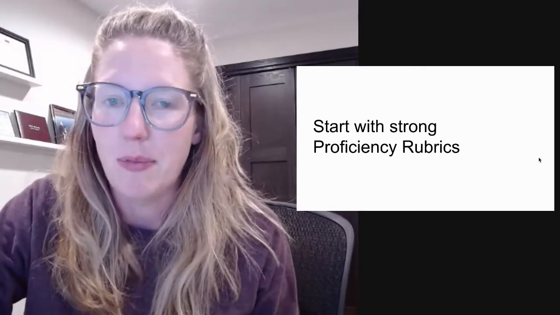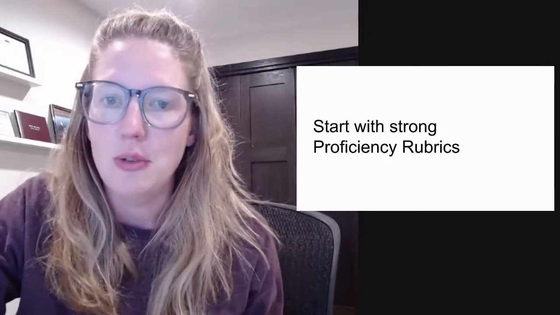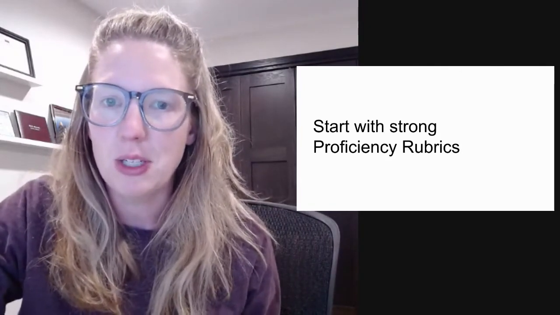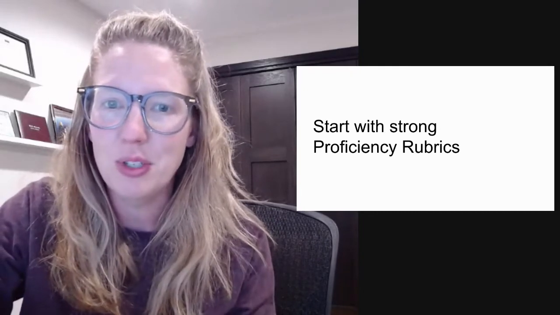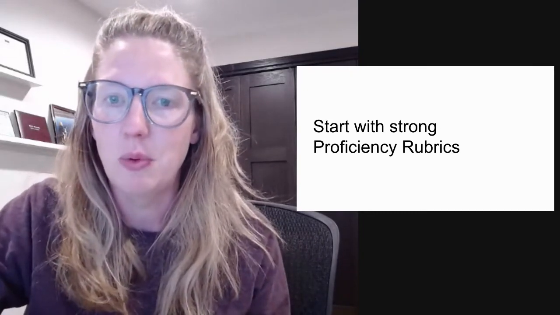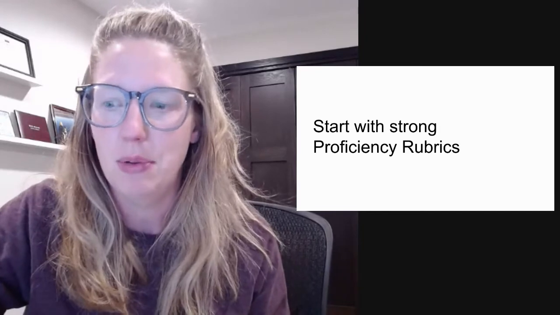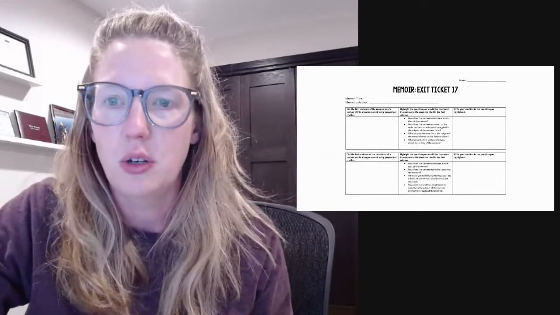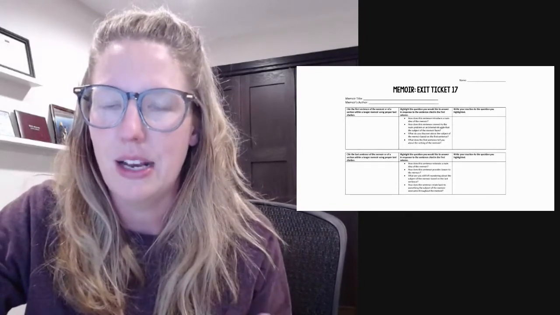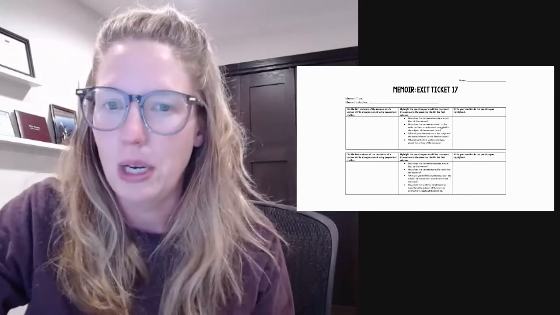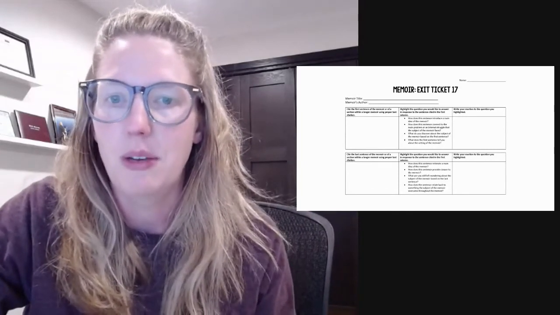The first step for any of these strategies is that you need to have a strong proficiency rubric. So you're putting your time in on the front end with students to get that proficiency rubric written. I'm going to show you an example of what I'm talking about here. So this is an example of an exit ticket that I would use during a reading unit. This one is specifically for memoir.